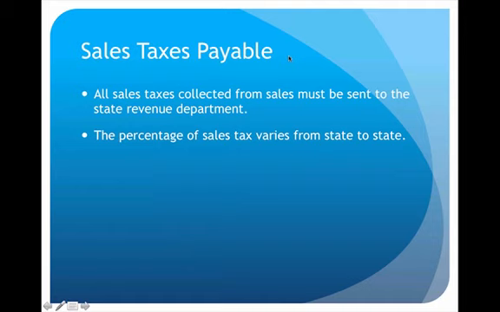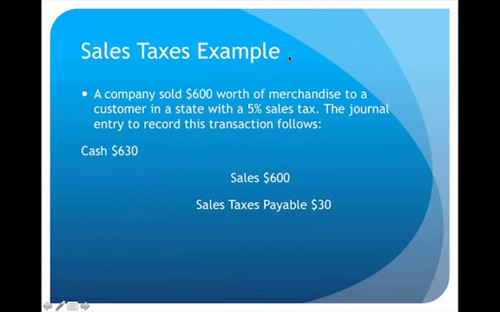Now the actual percentage of sales tax varies from state to state. Some states might charge as little as 4%, some as high as 9%. So it always varies and always depends upon the location of the actual business. So in this example of sales taxes, a company has sold $600 worth of merchandise to a customer in a state that happens to be charging a 5% sales tax.